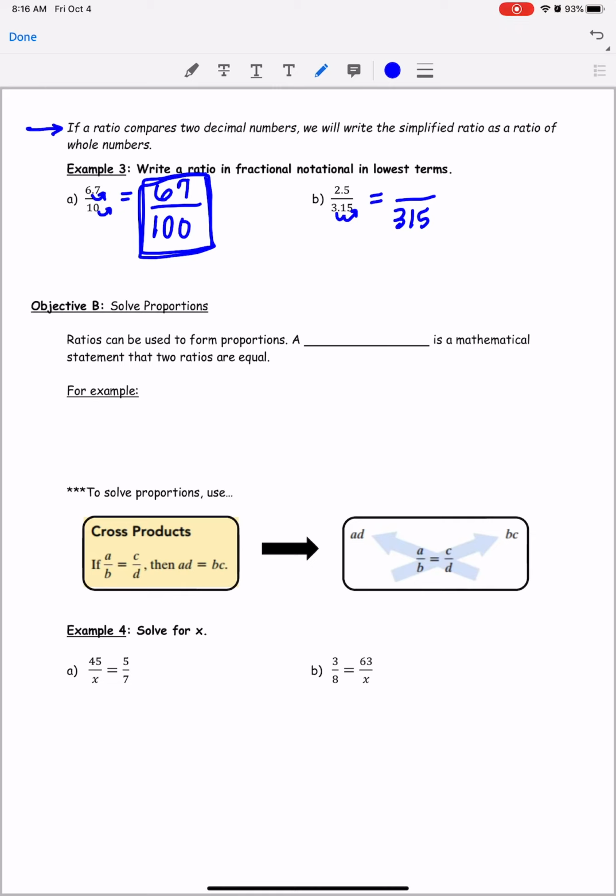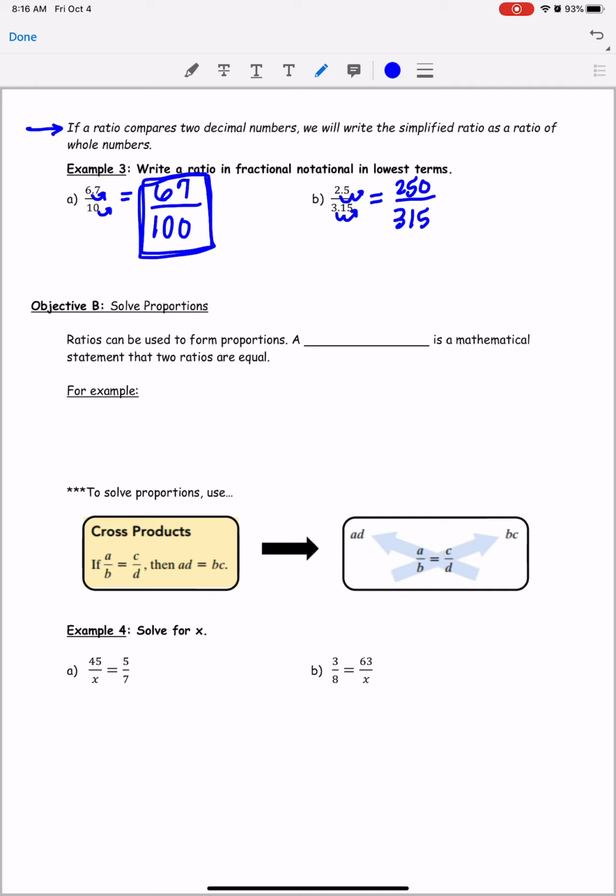So if I'm moving the bottom one 2 times, then I've got to move this top one 2 times as well. So it doesn't become 25, it becomes 250. Okay, so you've got to move all of them the same amount. If you've got to move one of them 2 times, you've got to move them both 2 times.